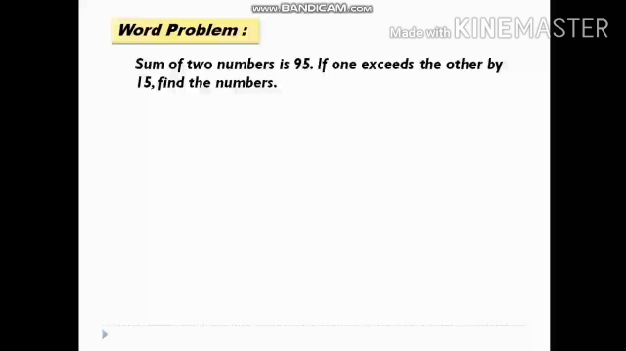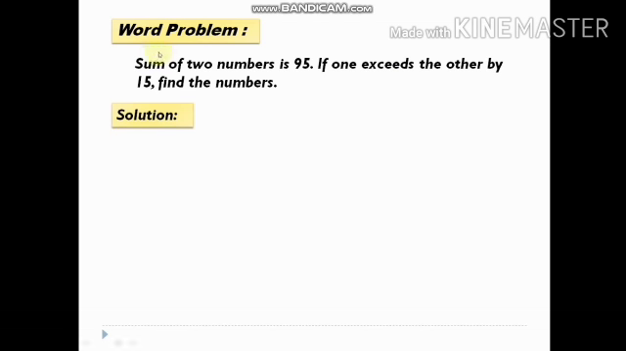Able to solve linear equation in one variable, student, you can easily solve any word problem also. So let's try to solve this word problem. Sum of two numbers is 95. If one exceeds the other by 15, find the numbers. When you have to solve any word problem, for that you have to read this given statement again and again. Why? Because after reading these statements, you have to convert these statements into equations. Then we will simplify that equation and then we will find the value of variable. So let's start.